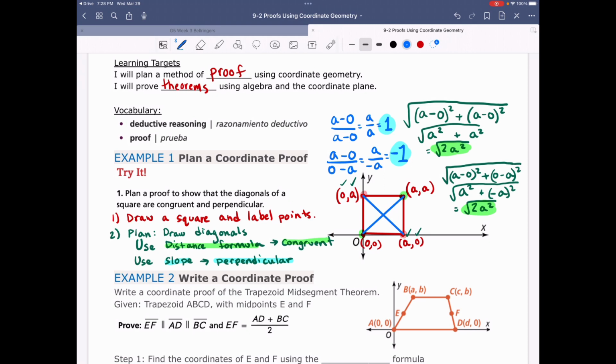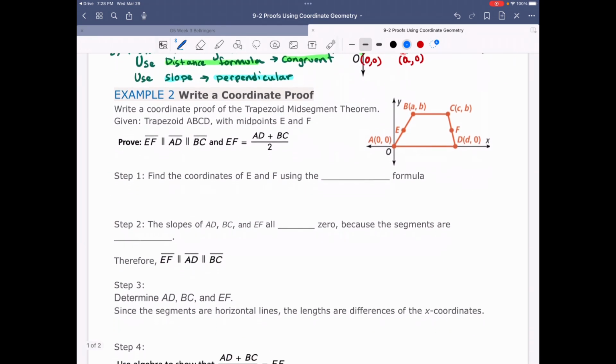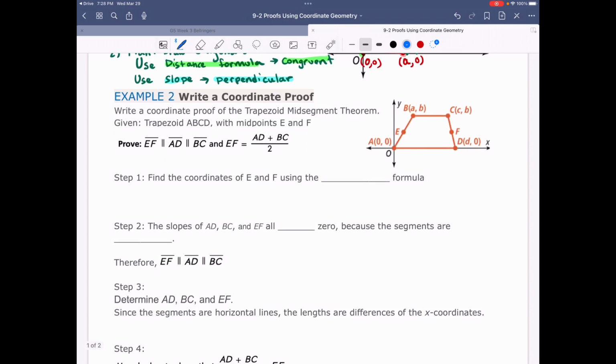That is example 1. On example 2, we are writing a coordinate proof. Write a coordinate proof of the trapezoid mid-segment theorem.